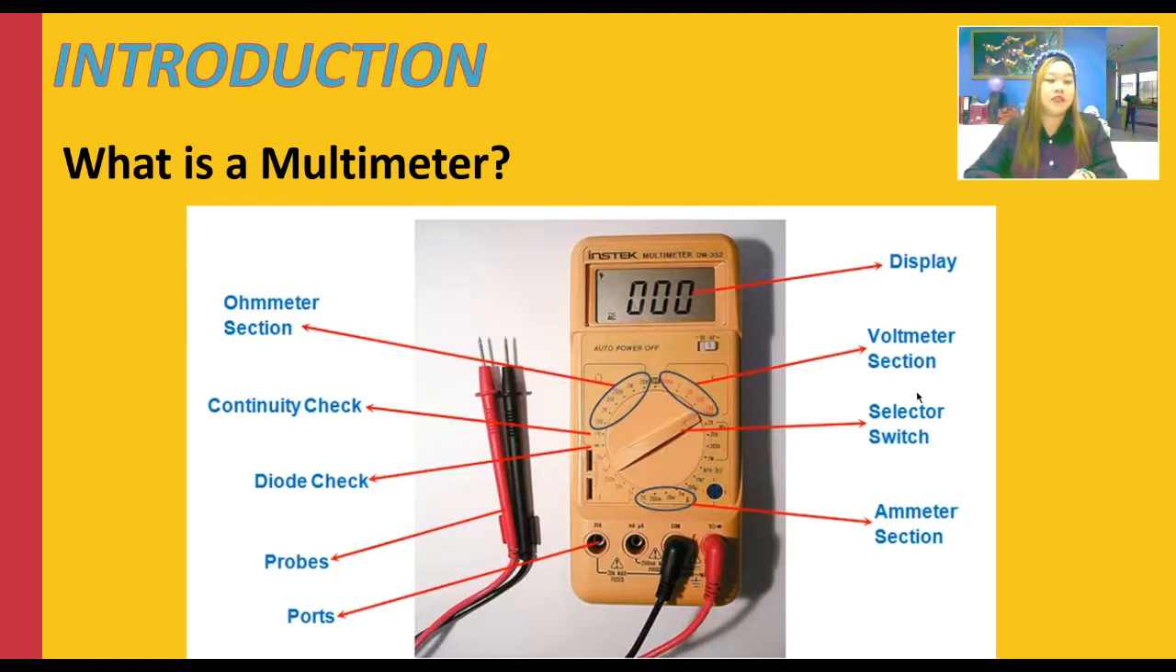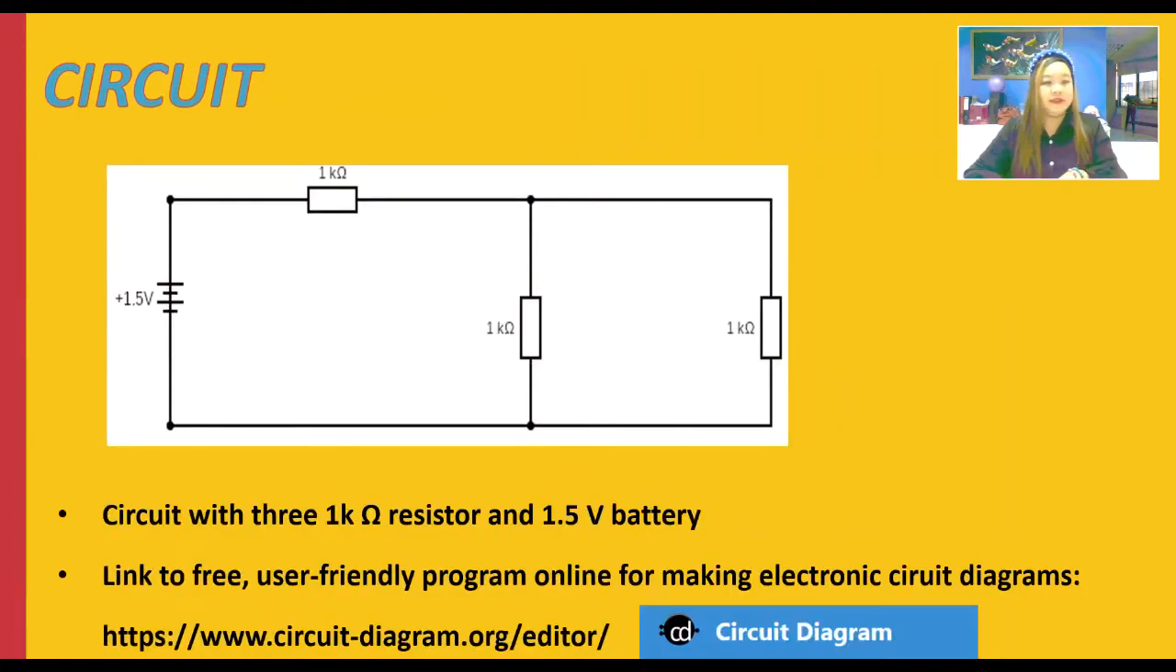And of course, it needs to have input jacks, which is that. This is where the test leads are inserted, so the red one is always our positive and the black one is the negative. So when you have your multimeter, make sure that you insert your leads correctly with the correct polarity.